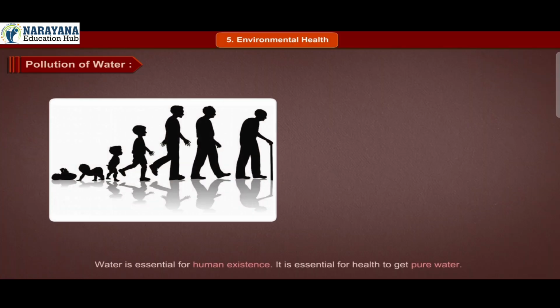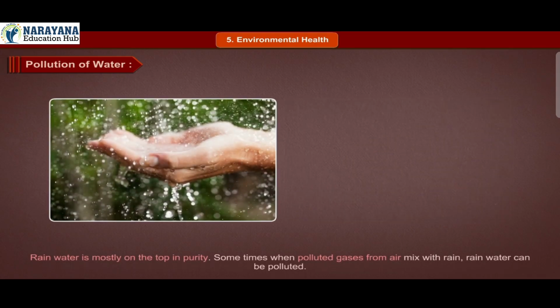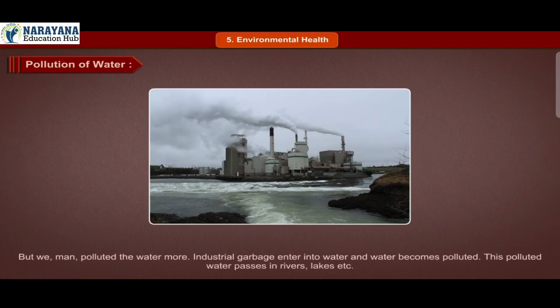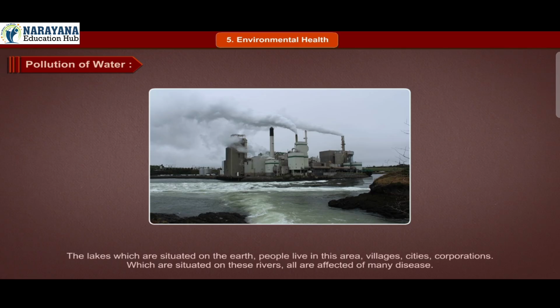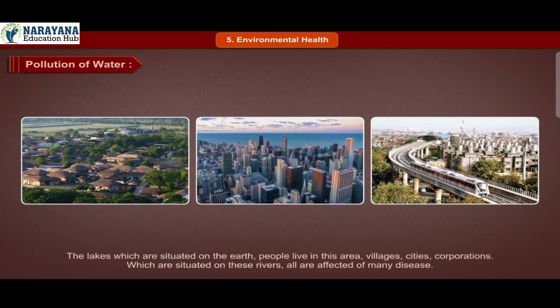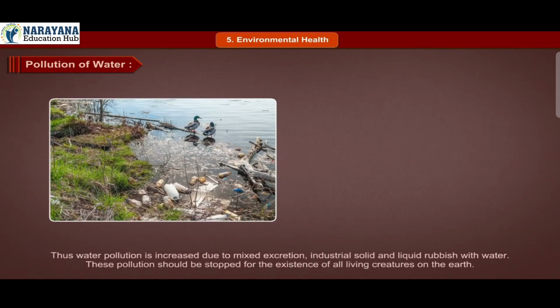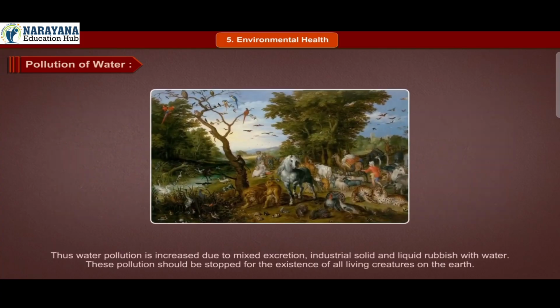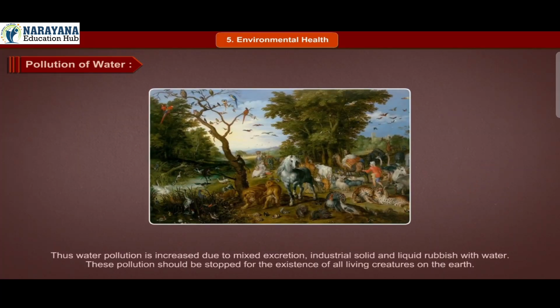Pollution of water. Water is essential for human existence. It is essential for health to get pure water. Rainwater is mostly on top in purity. Sometimes, when polluted gases from the air mix with rain, rainwater can be polluted. But we humans have polluted the water more. Industrial garbage enters into water and water becomes polluted. This polluted water passes into rivers, lakes, etc. People live in the areas situated on these lakes and rivers, in villages, cities, and corporations, and all are affected by many diseases. Thus, water pollution is increased due to the mixing of excretion and industrial solid and liquid rubbish with water. This pollution should be stopped for the existence of all living creatures on the earth.